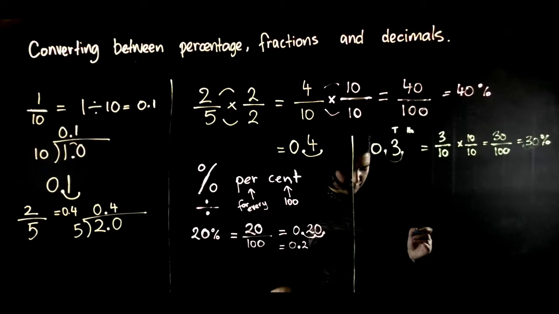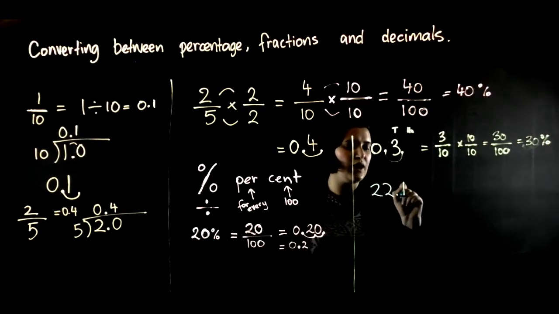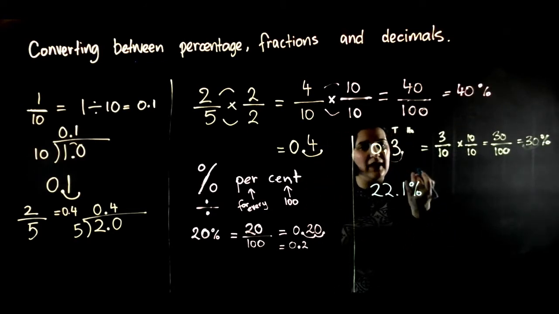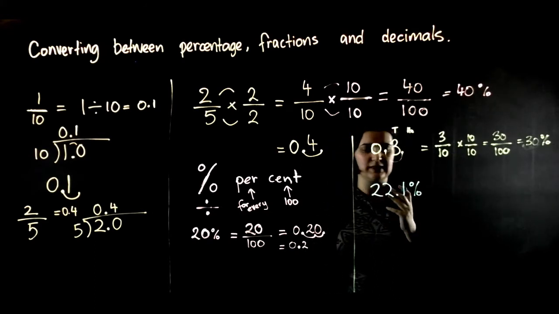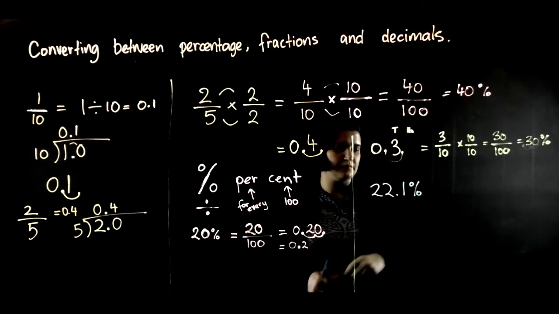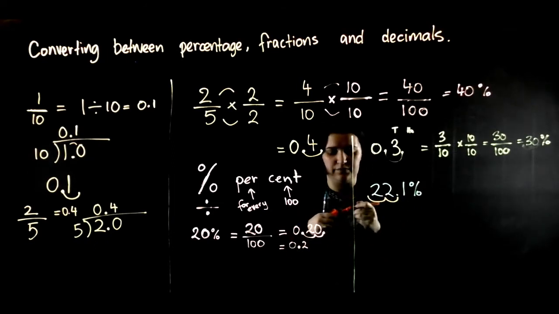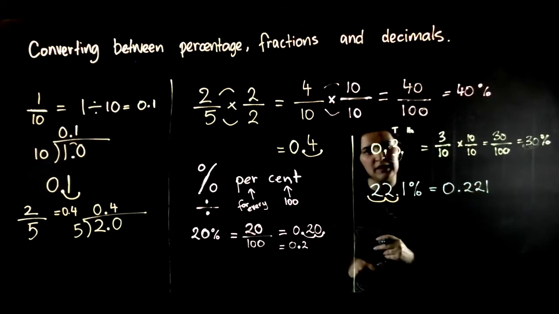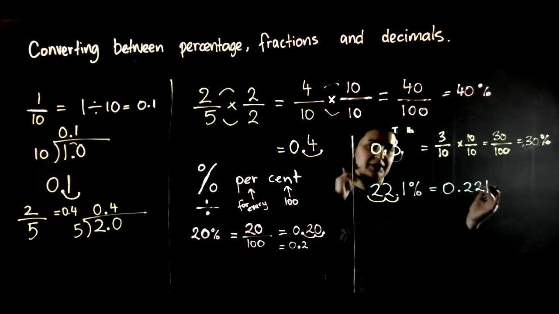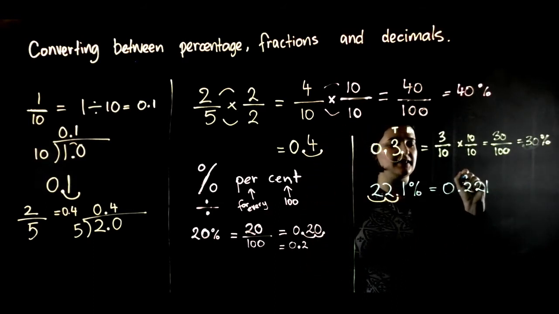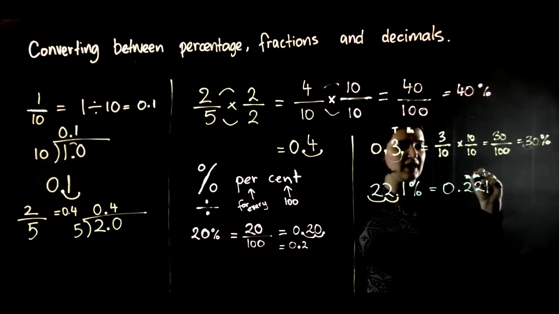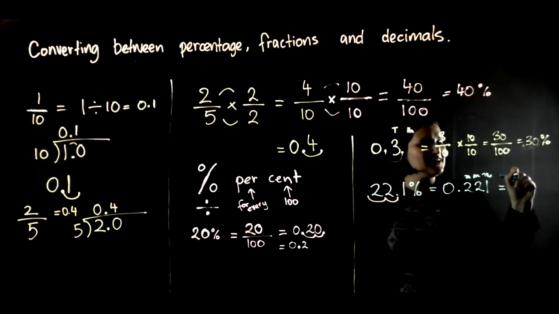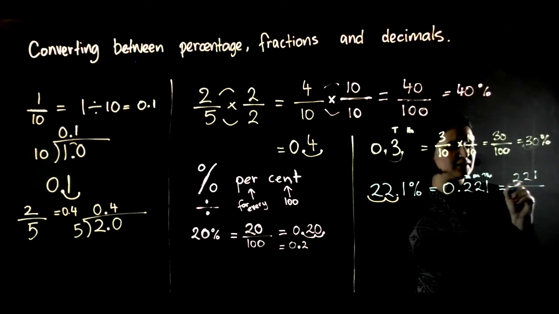So we might look at something a little bit more complex. If we had 22.1% and we're asked to write that as a decimal. Okay, now I know I have to move my decimal two places. So I'm starting here. 1, 2. I'd be calling that 0.221 as a decimal. Now if I wanted to write that as a fraction, this is the tenths, hundredths, thousandths. So this would be 221 divided by 1,000.